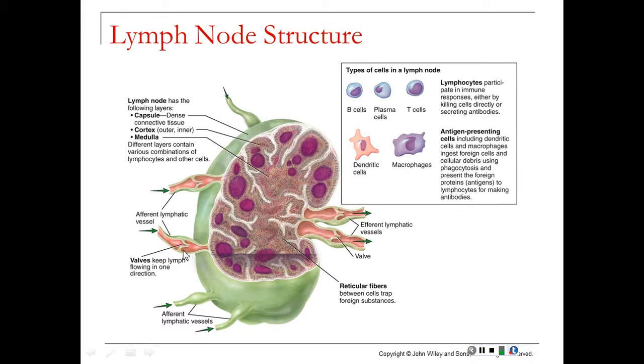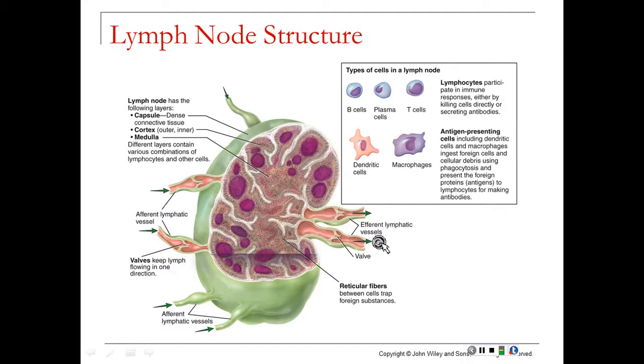Again, those one-way valves keep the flow of lymph in one direction. All of the lymph dumps in and is exposed to many phagocytes. It's exposed to many other white blood cells, all eating and gobbling up and recognizing foreign particles. That lymph continues to push through, and it leaves the lymph node in an efferent lymphatic vessel.